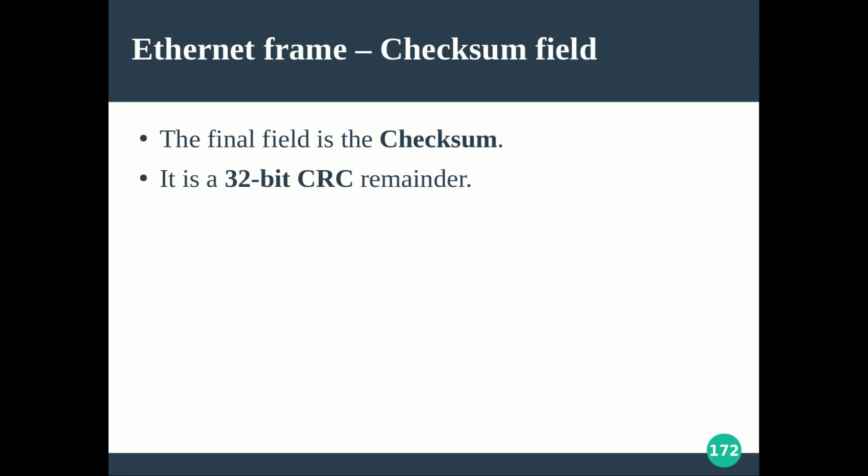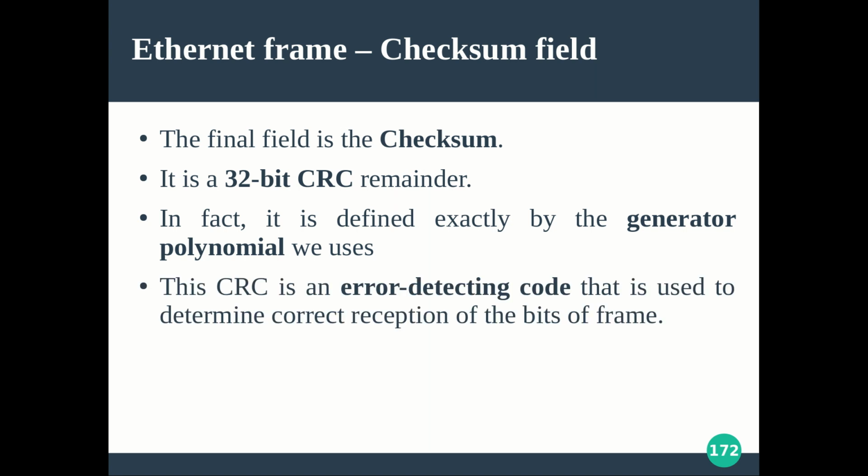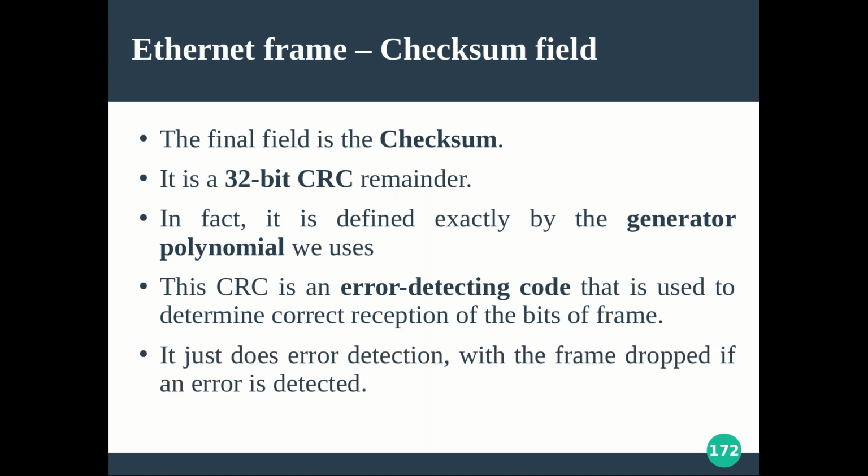Now the checksum field is the final one, in which a 32-bit CRC remainder will be kept. For CRC, there will be a generator polynomial, and depending on the type of the polynomial you are using, of course the CRC remainder is going to vary. It is an error detecting code, and that is used to determine the correct reception of the bits of the frame. It just does error detection, and if an error is detected, the particular frame will be dropped and the error will be notified so that the sender can retransmit it. So that is about it. This CRC remainder calculation, everything we already covered in our data communication class.